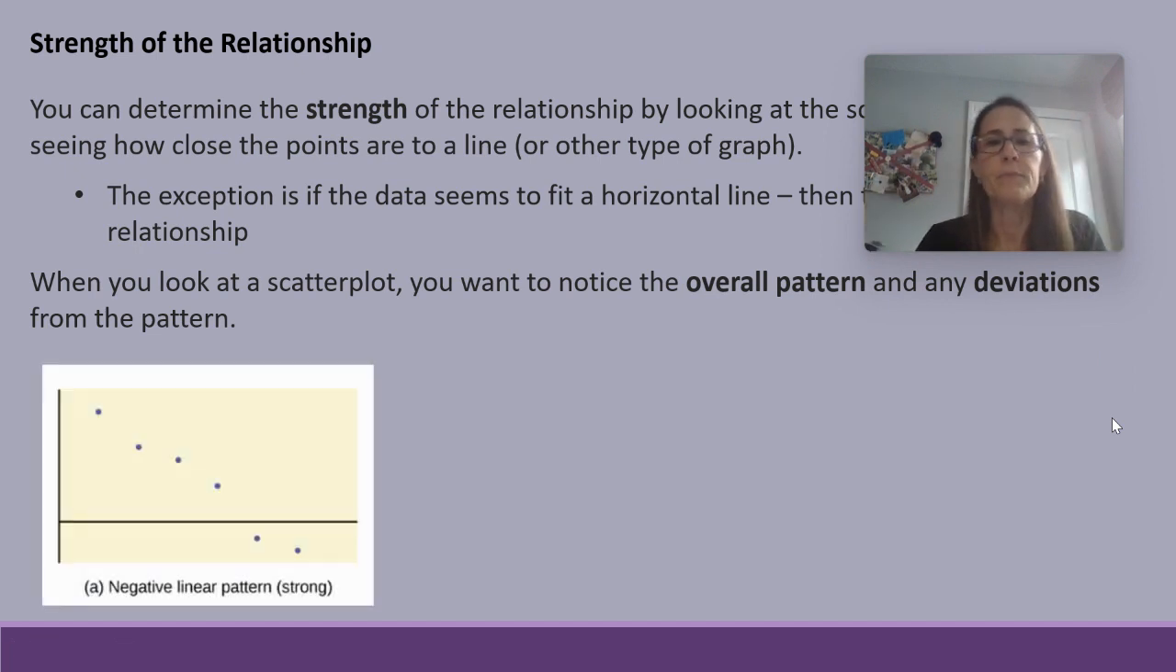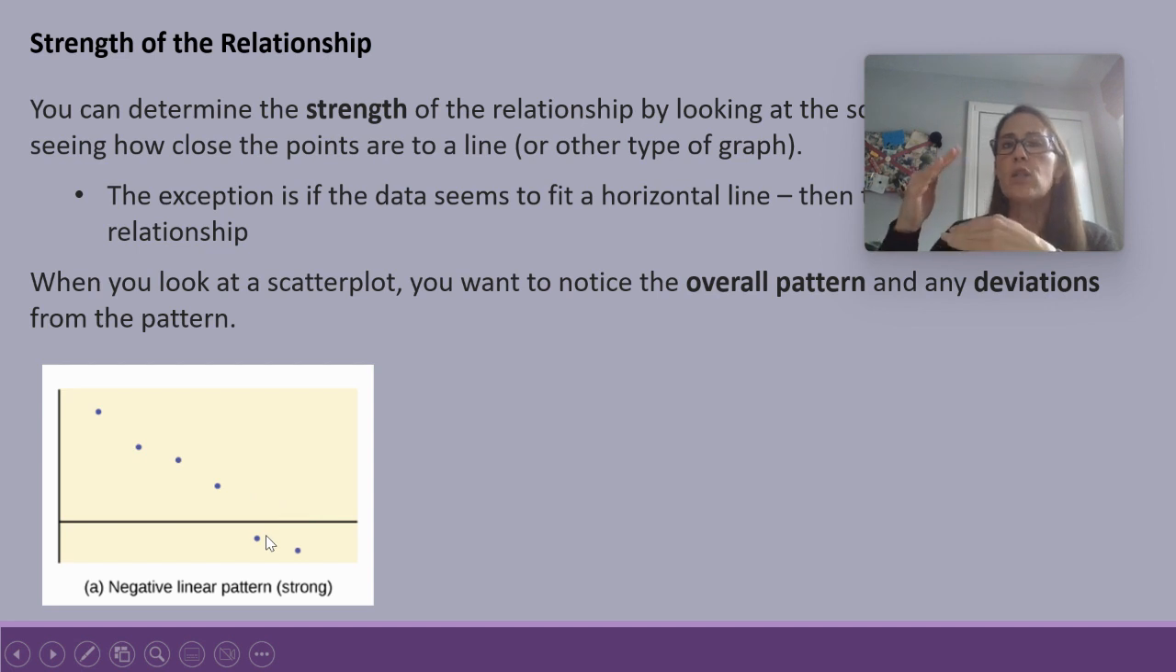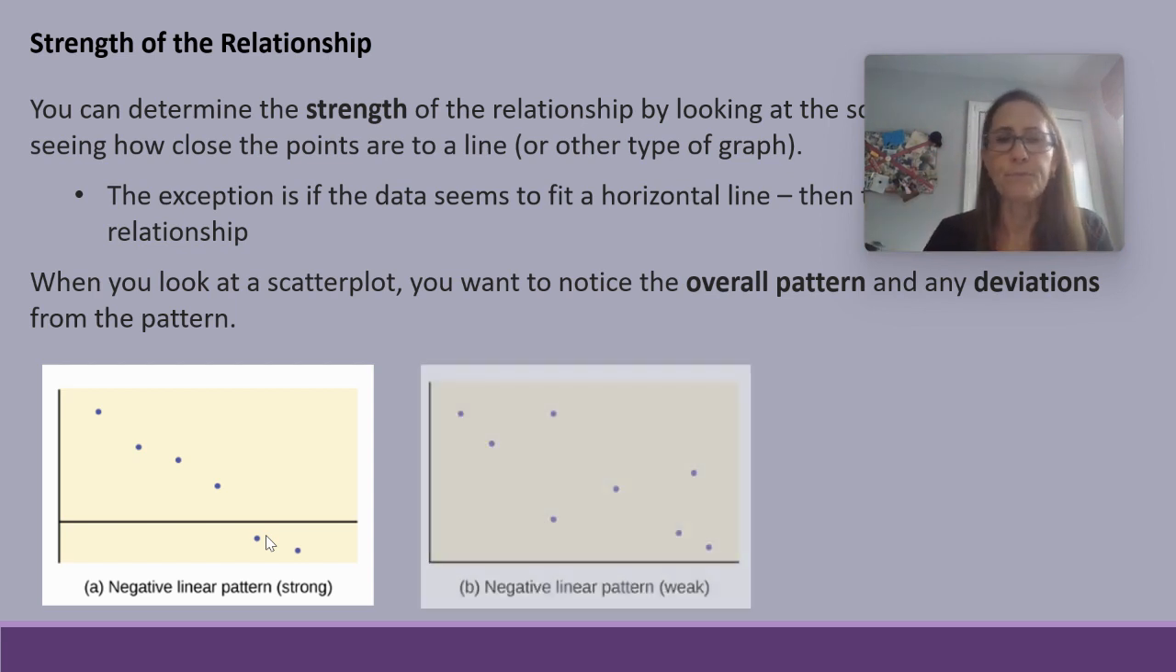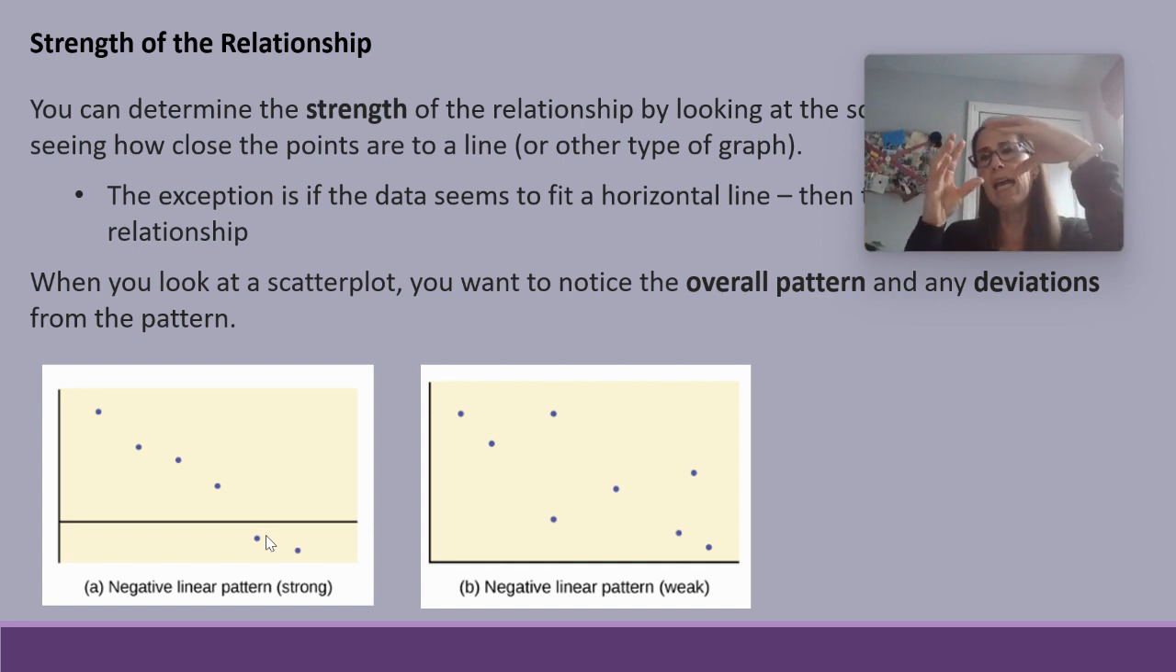So here we have a picture of a scatter plot that seems to have a negative correlation, and it seems to be a strong relationship because it's almost like you could draw a straight line and hit a lot of those different points. Here again, they seem to be maybe a negative correlation. They seem to be coming down, but they're a little more spread out. So you might say that it has a weak negative correlation.